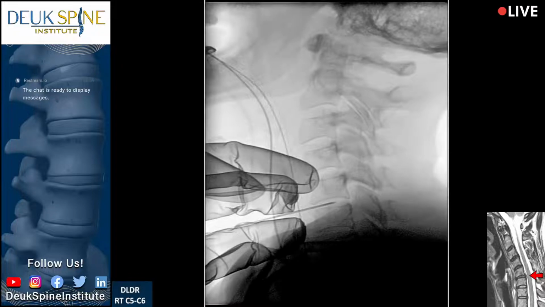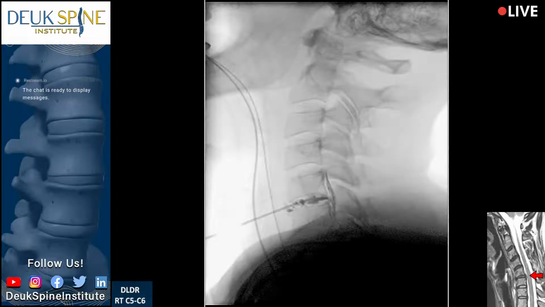Shot. And now we're going to do a discogram. You can see the needle sticking out of the neck. We're going to inject some dye, which stains the degenerated nucleus blue, the Deuk spine blue. Shot. All right, perfect. Look at that. All right, let's take a look at that for a moment.